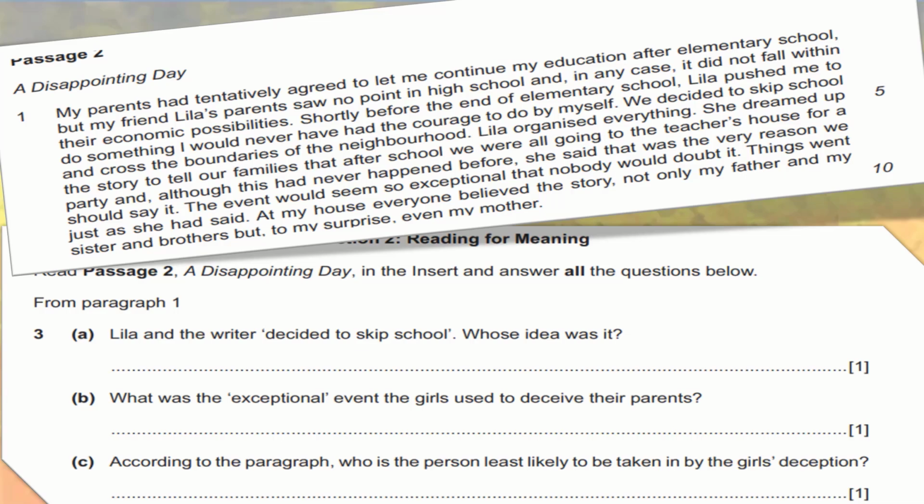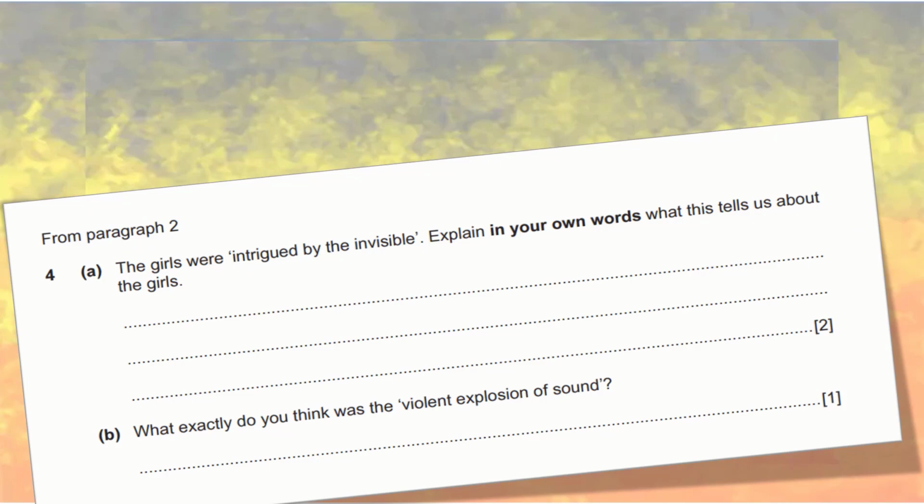The second paragraph has two questions, and the first question carries 2 marks. It means that we have to give two different reasons to answer these questions. The girls were intrigued by the invisible. This is a phrase given by the writer here. Such types of questions are quite common in Cambridge, where the examiner gives you some phrase from the passage, and the answer is based on it. Explain in your own words what this tells us about the girls. So they were intrigued, they were taken in by the invisible, they were fascinated by the invisible. So what is shown about the girls' character?